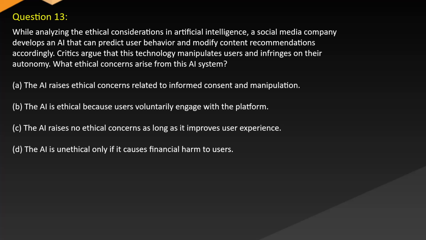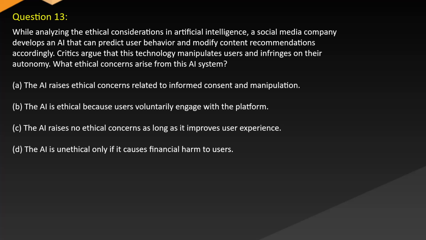Question 13. While analyzing the ethical considerations in artificial intelligence, a social media company develops an AI that can predict user behavior and modify content recommendations accordingly. Critics argue that this technology manipulates users and infringes on their autonomy. What ethical concerns arise from this AI system?